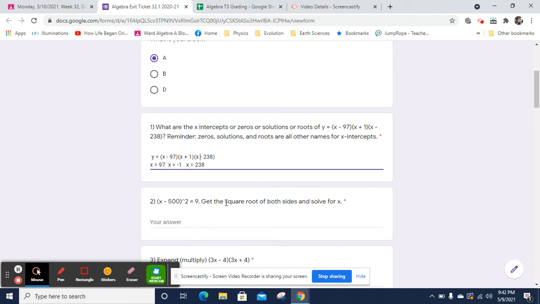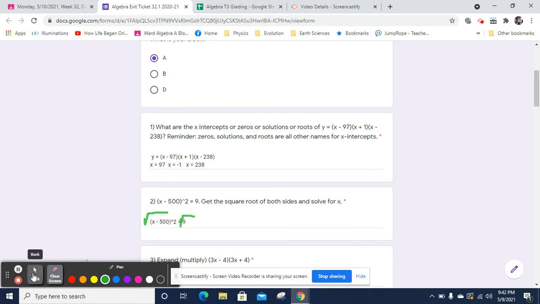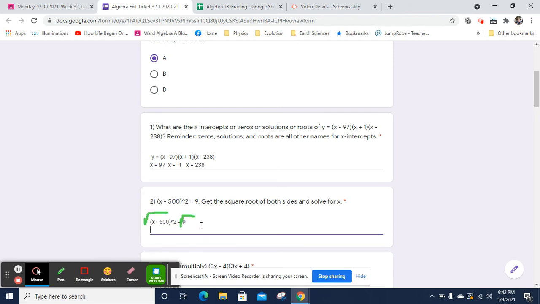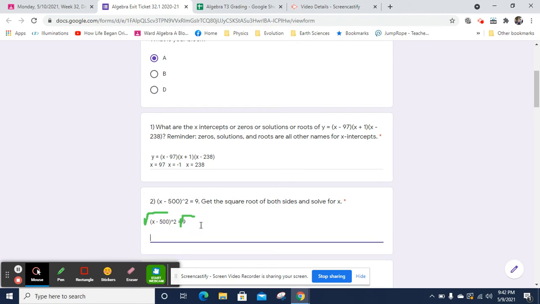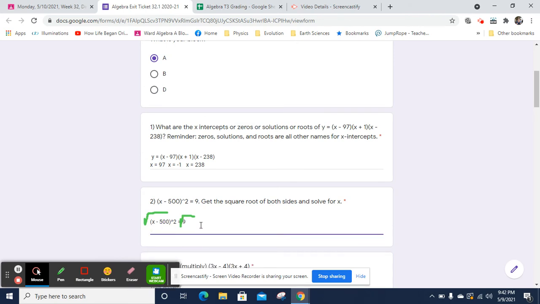All right, now we're going to get the square root of both sides of this equation. So let's do that, and we're going to solve for x. So I'm going to grab my pen. I'm going to use green this time. We get the square root of that and the square root of that. So the square root of the square of x minus 500. Well, once again, if you get the square root of a square, the square root and the square cancel out. So we're just left with x minus 500.